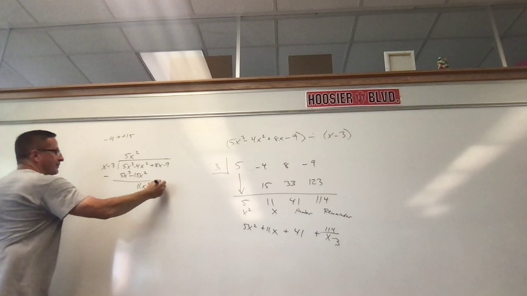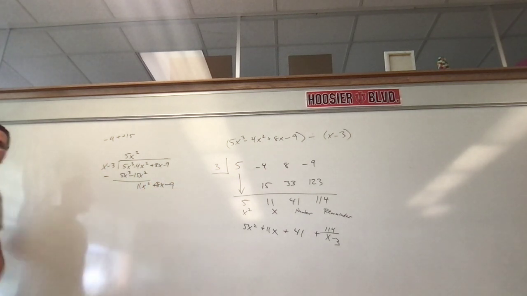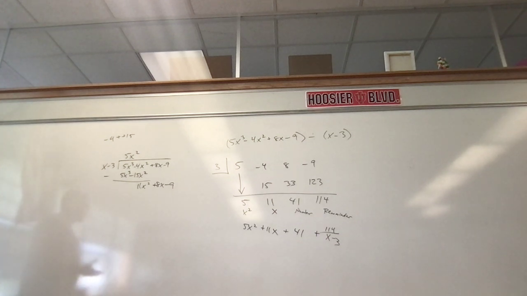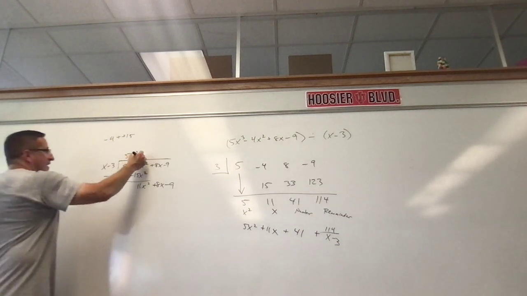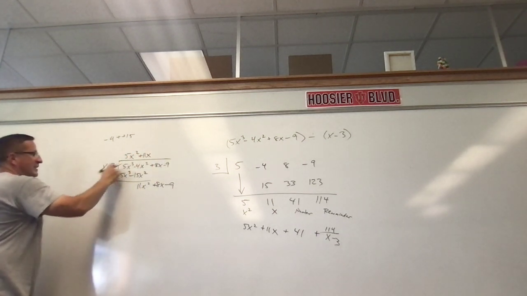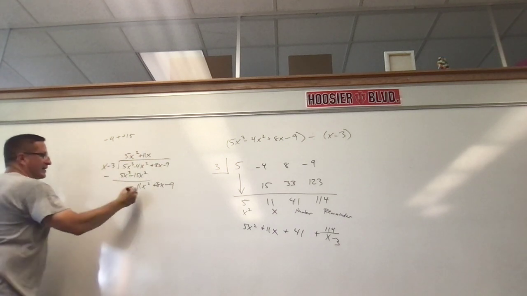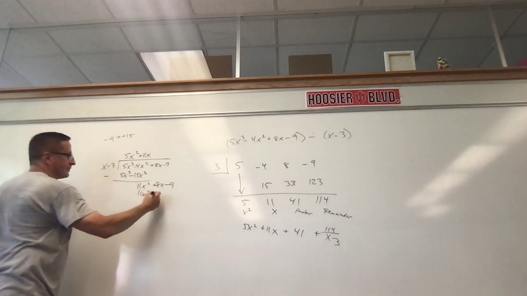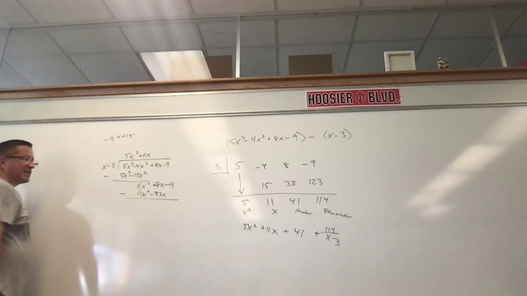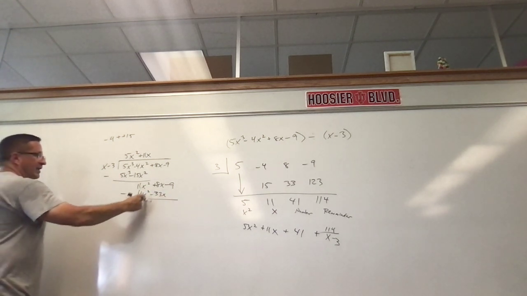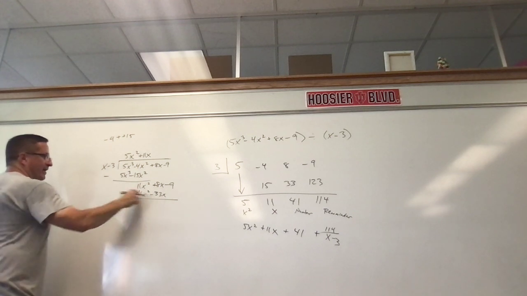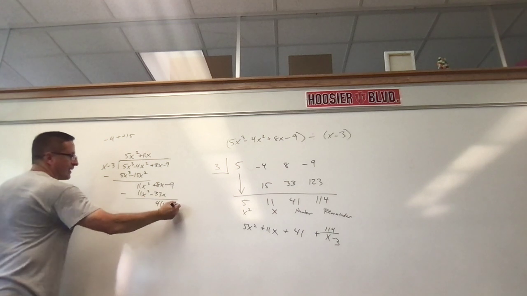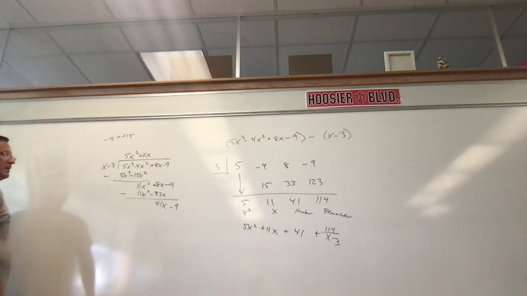Drop stuff down. Then we repeat it. How do you make x into 11x squared? What do you times x by to make 11x squared? Positive 11x. Times each of these by 11x. 11x times x. 11x times negative 3. For the second time you subtract. These cancel. 8 minus minus 33 is plus 33. 8 plus 33 is 41x. Drop down the minus 9.